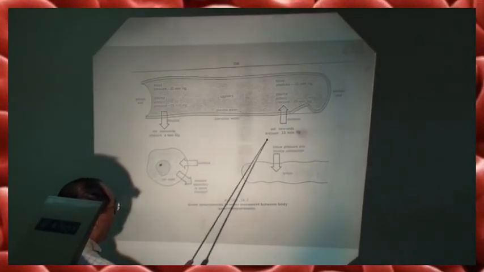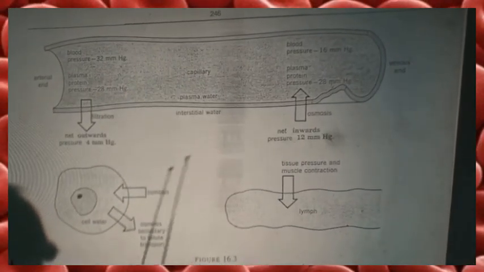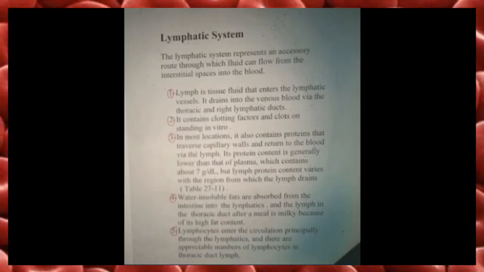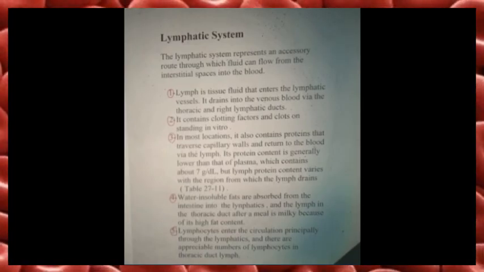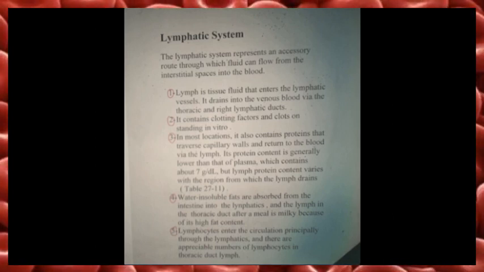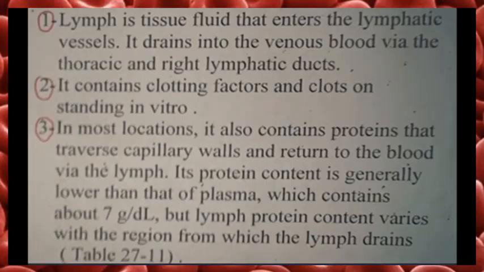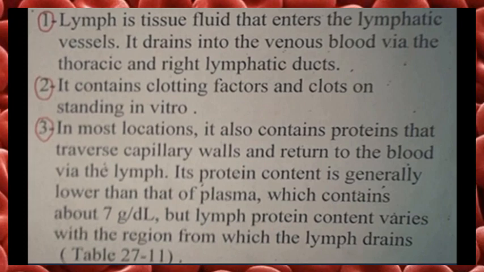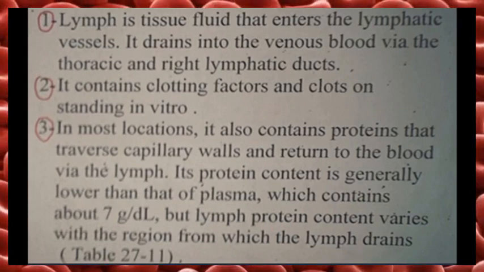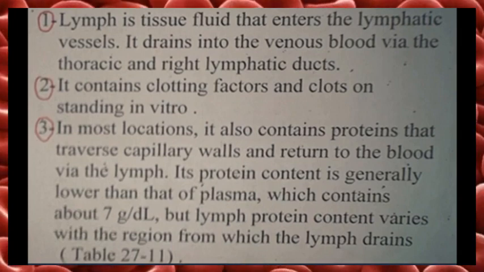This remaining fluid is called lymph. It passes into the lymphatic system. You see, the lymphatic system represents an accessory route through which fluid can flow from interstitial spaces into the blood. Lymph is a tissue fluid that enters lymphatic vessels, as we said. It drains into the venous blood via the thoracic and right lymphatic ducts.